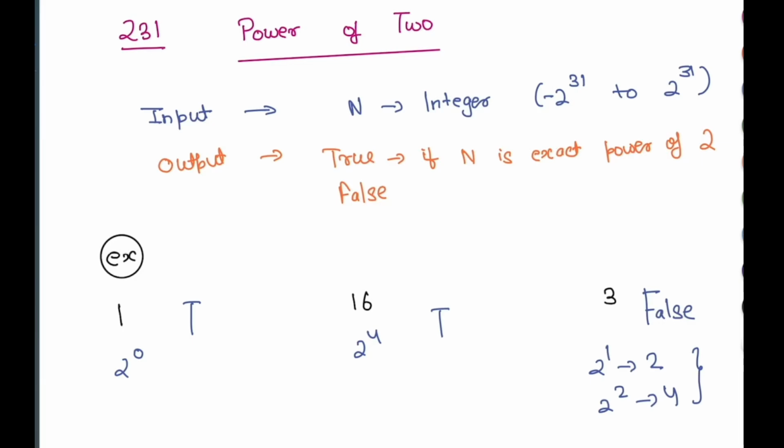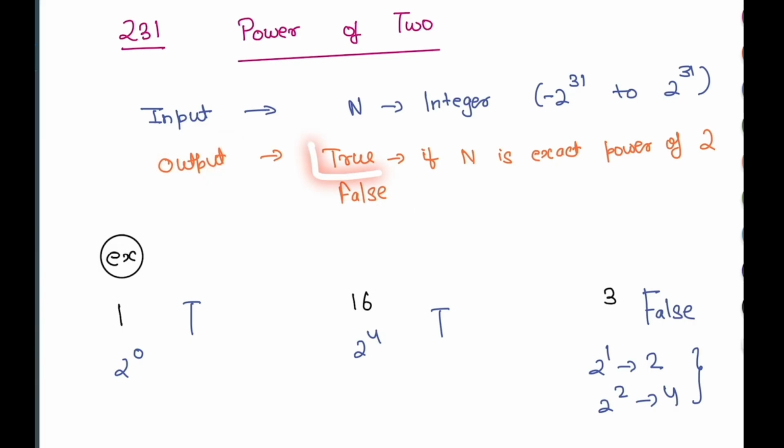In this video, we are going to solve the Leetcode problem of the day, and the problem is Power of 2. It is a very easy problem to solve, and let us see how we can solve it. The given input in the problem is an integer n, and the range of this n is minus 2 to the power 31 to 2 to the power 31. The output we need to give is true or false.